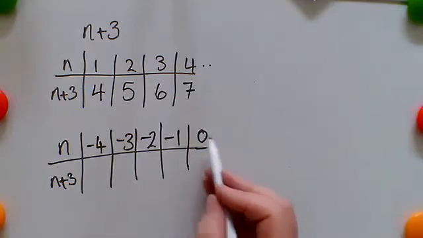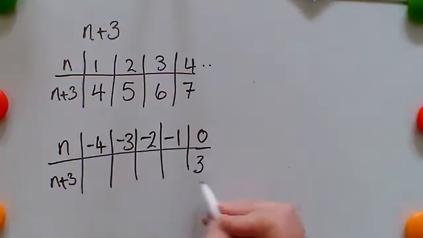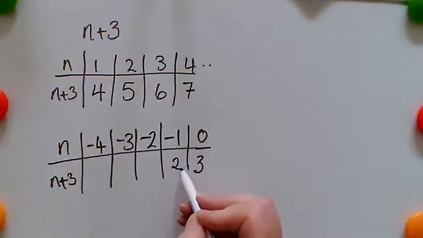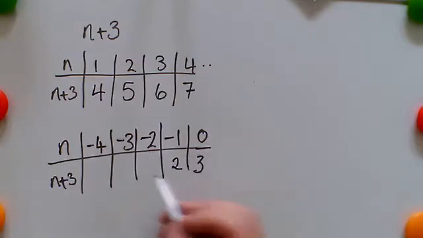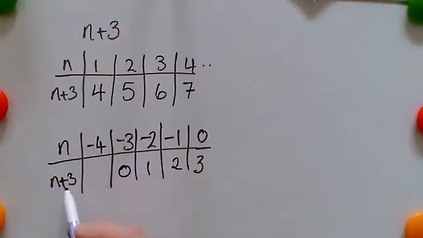So if n was 0, then 0 plus 3 is 3. When n is -1, -1 plus 3 would be +2. When n is -2, -2 plus 3 would be 1. When n is -3, -3 plus 3 would give me 0. And when n is -4, -4 plus 3 would give me -1.